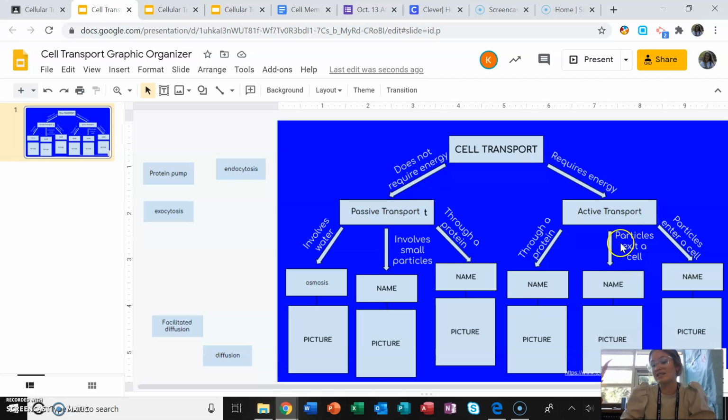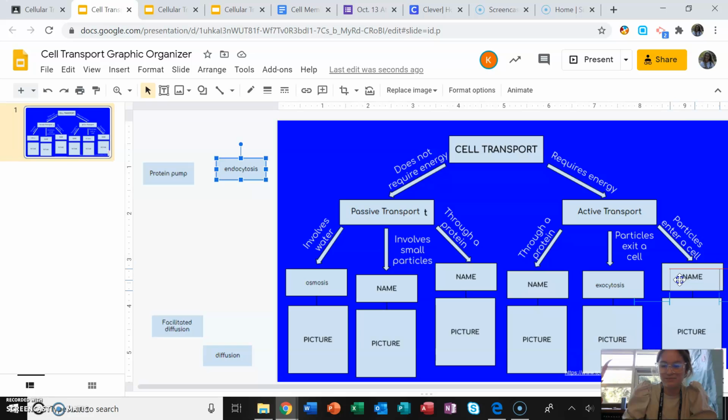Then I'm going to move my way to the far right, where I see under active transport we have particles exiting a cell. Wow, exit a cell sounds like exocytosis. Same thing to the right, particles enter a cell. Sounds just like endocytosis. So there we go.